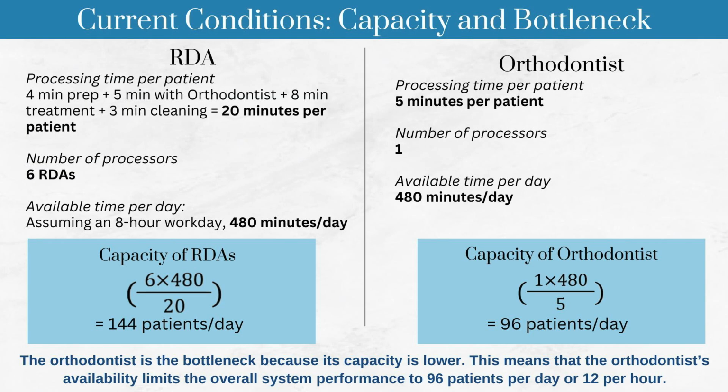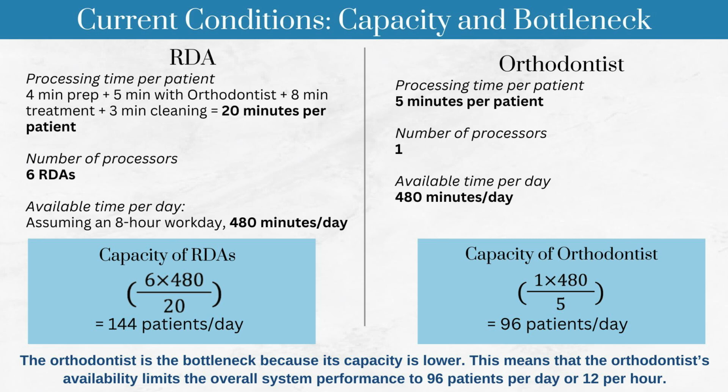When looking at the current conditions for our capacity and our bottleneck, it is important to make a distinction between the RDAs and the orthodontists. So when we are first looking at the RDAs and their processing time, we can see that with 4 minutes of prep time, 5 minutes of waiting time with the orthodontist, 8 minutes of treatment, and 3 minutes of cleaning, the RDAs take 20 minutes per patient. With 6 RDAs and assuming an 8-hour workday, we can calculate that the capacity of the RDAs is 144 patients per day.